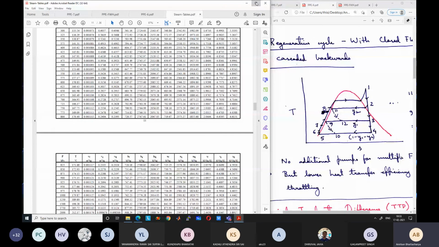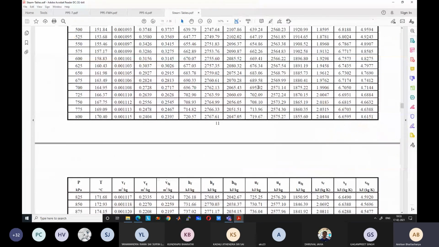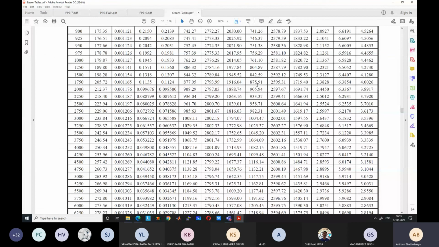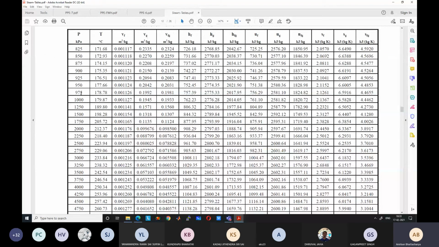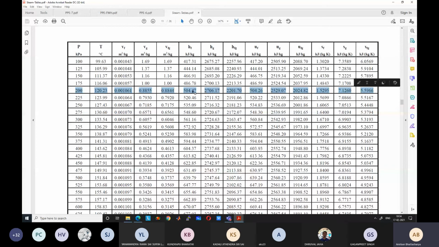And at 200 kPa pressure, I wrongly told that condenser pressure. This is the feed water pressure. This is 504.47. Condenser pressure may be very low, say 10 kilopascal. So condenser enthalpy will be 191.75, something like that. Okay. So 9, 11 and 5 are also known to us.